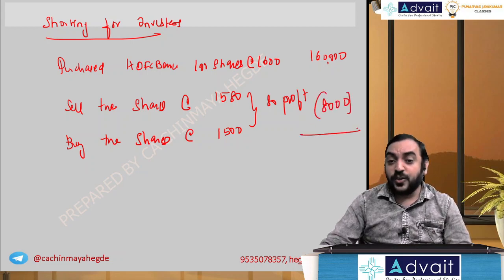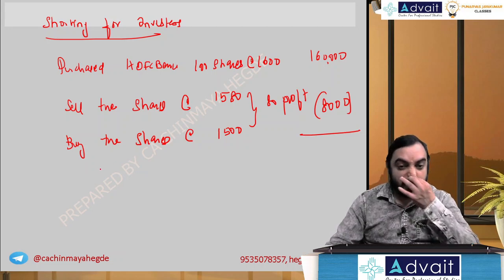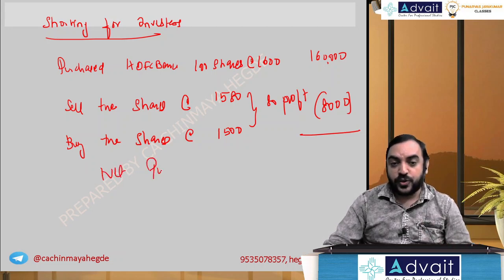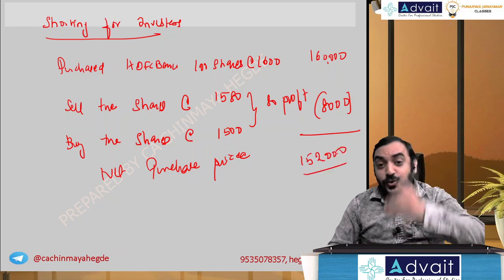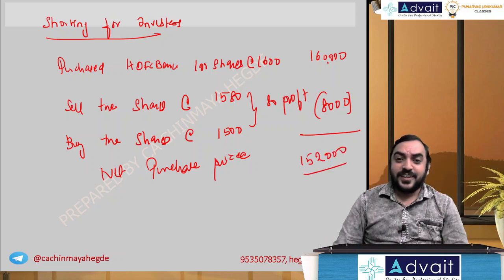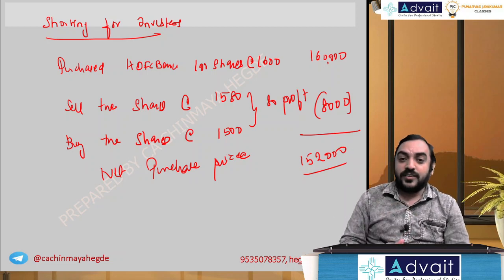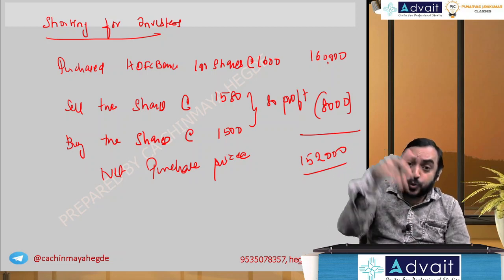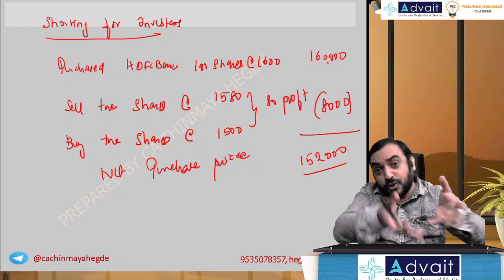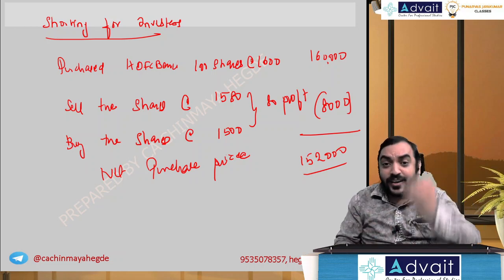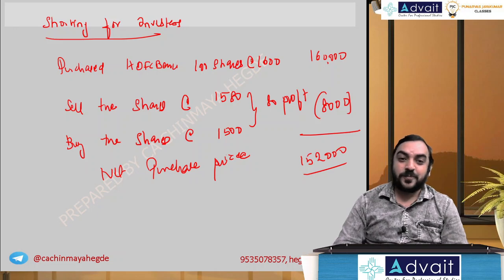Now you could reduce your cost. So what is the net purchase price now for you? Net purchase price 1,52,000. Right? You could reduce your cost of investment. So if the share price is falling down and you're expecting it to go further down, you can sell, and with further fall down, you buy. So you can reduce your cost of investment.